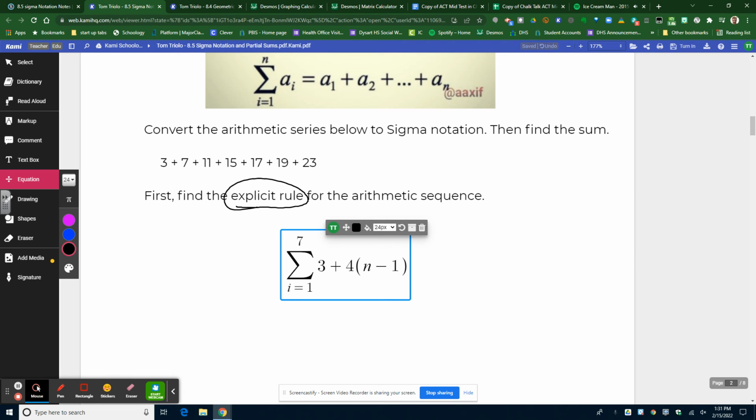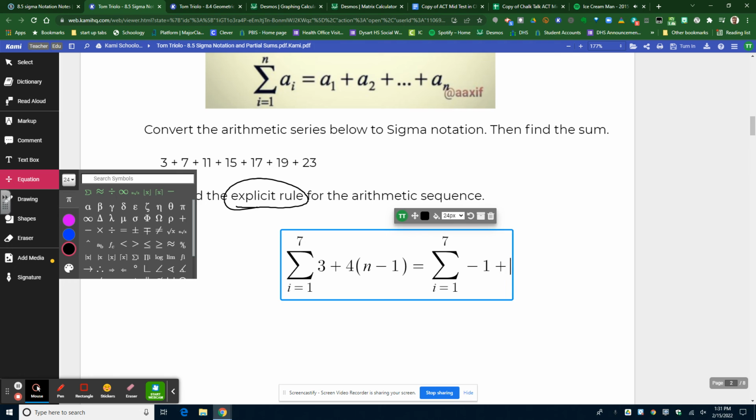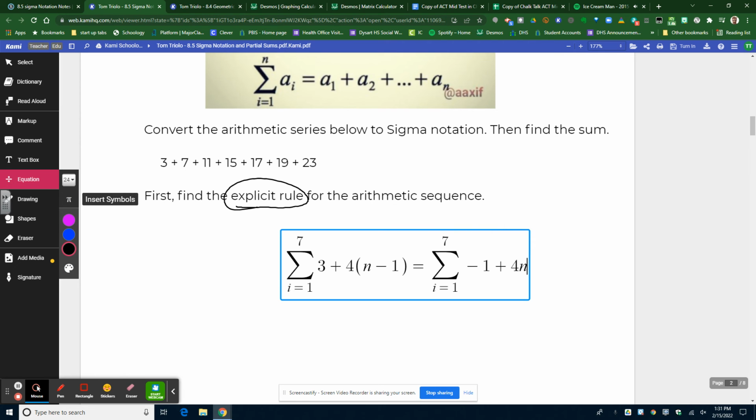And then if we simplify this, let's go ahead and do that. So equals, using that sigma notation, from I equals 1 to 7, and then simplify. So 3 minus 4 is negative 1 plus 4n. So instead of writing all of this out, the 3 plus the 7 plus 11 plus the 15 plus the 17 plus the 19 plus the 23, this is another way. Okay. So it's just a different notation.